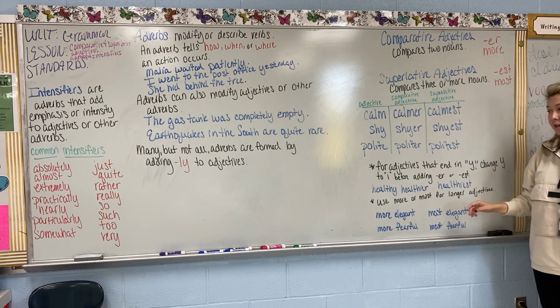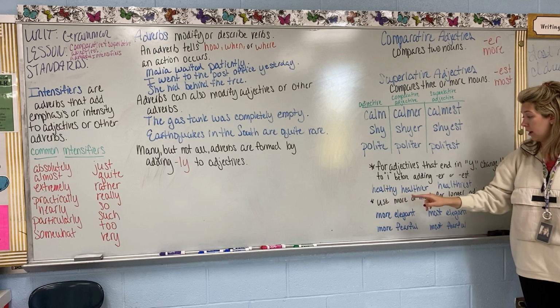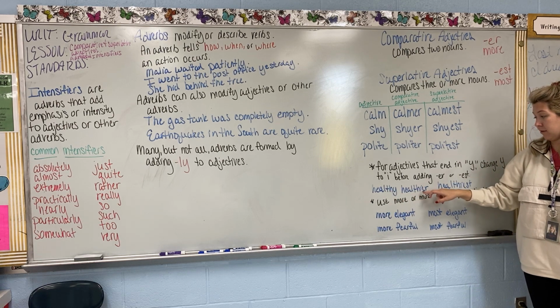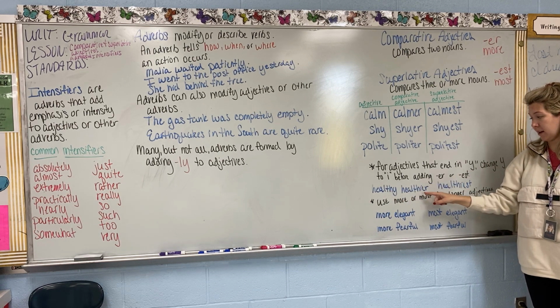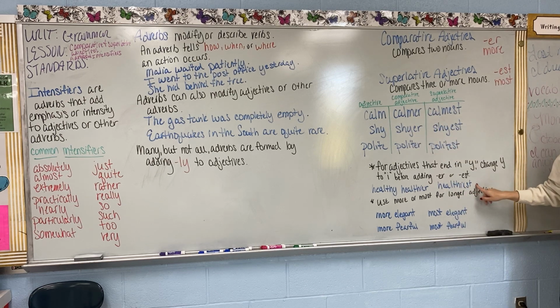For adjectives that end in Y, you would change the Y to I before adding the ER or the EST. Like the example here, healthy is our adjective. We added an I after dropping the Y and then the ER to form the comparative, and then to form the superlative, we added the I after dropping the Y and then added EST. Again, that forms the superlative.